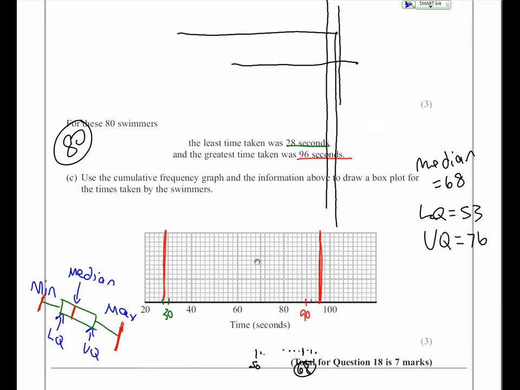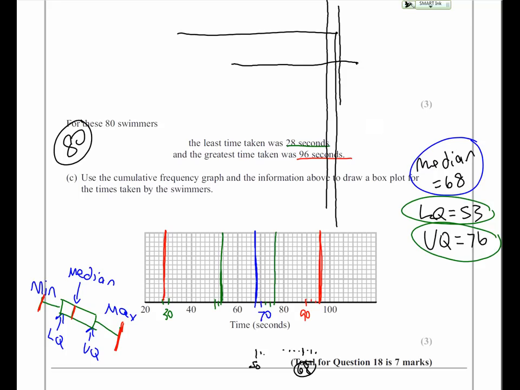Right. Okay, down to business. Middle, 68. So let's go to 68. There's 70. Here's 68. Middle. Okay, lower quarter, 53. There's 50, 52, 53 is here. Upper quarter, 76. There's 70, 72, 74, 76.